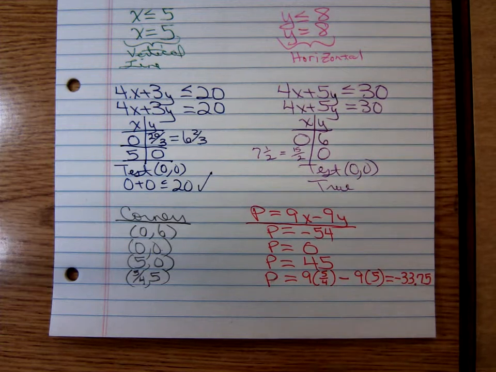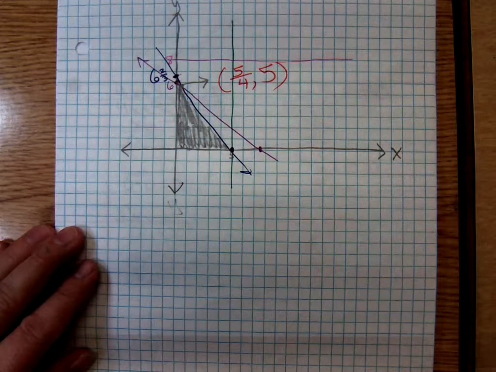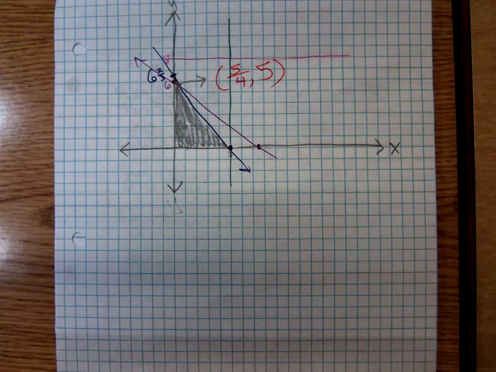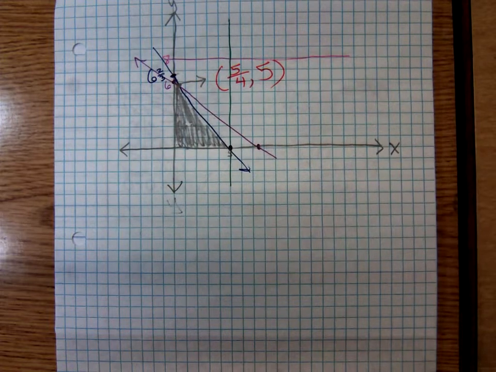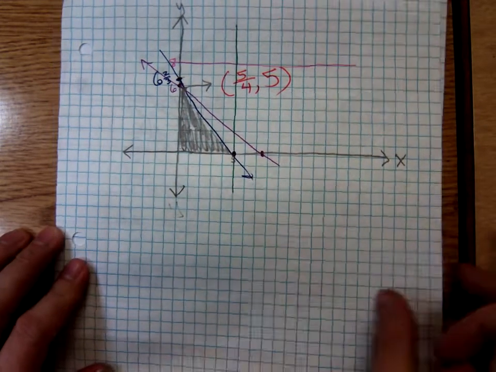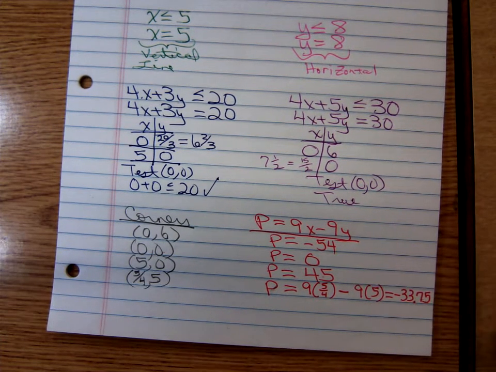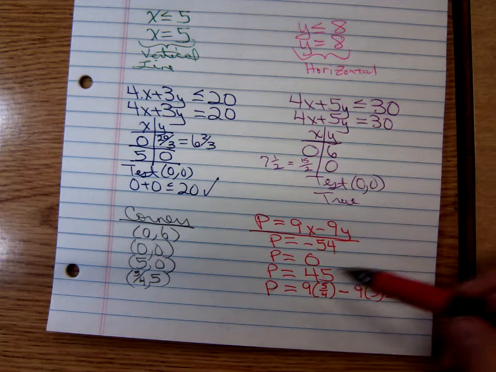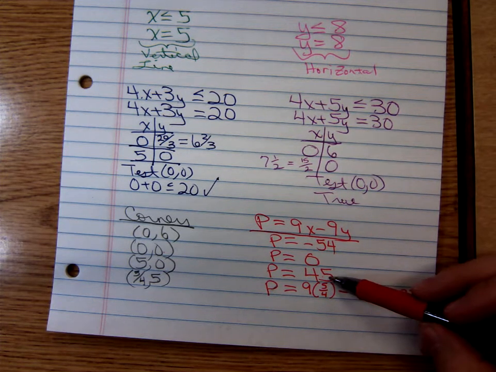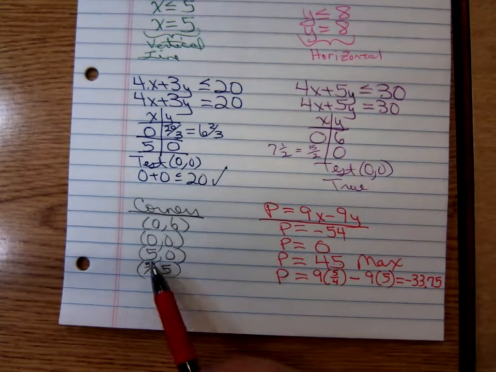We have a closed bounded feasible region. Do we even know that a maximum and minimum exists for a closed bounded feasible region? Yes. For closed bounded, both of them exist and they occur at corner points. So the biggest p-value is the maximum, the smallest is the minimum. What's the biggest p-value? 45. That's the maximum. It occurs at the corner point 5, 0.